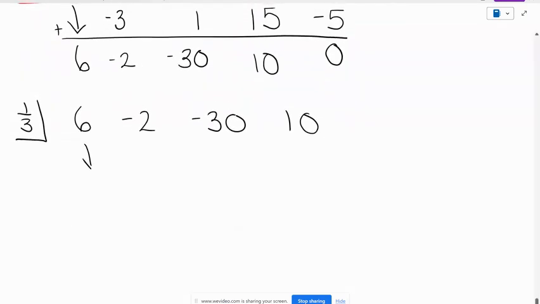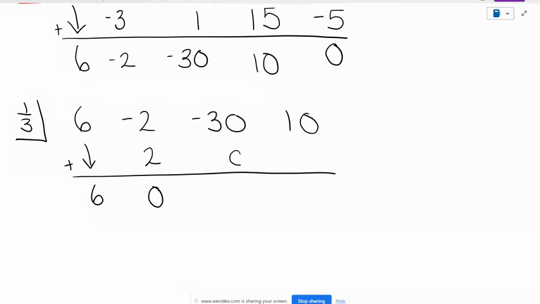All right, we're going to bring the 6 down. And you guys all agree multiplying by 1/3 is the same as dividing by 3? All right, so we're going to say 6 divided by 3 is 2. -2 plus a positive 2 is 0. 0 times 1/3 is 0. -30 plus 0 is a -30. -30 divided by 3 is a -10. 10 plus -10 is 0. So now we're down to a degree of 2.